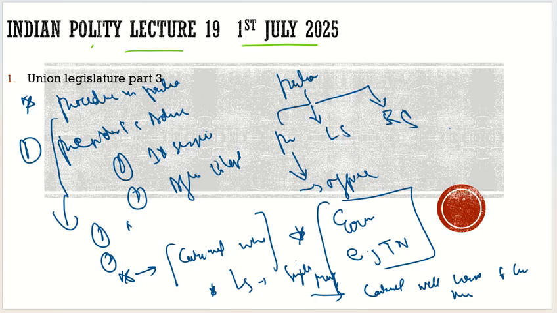But once it is passed by a simple majority in the Lok Sabha, it will go to the Rajya Sabha. Suppose in the Rajya Sabha it is defeated, what will happen? Nothing will happen, because the cabinet is much more responsible to the Lok Sabha. So it doesn't matter whether it passes in the Rajya Sabha or not. Usually the Rajya Sabha accepts it. So this is about the president's address.